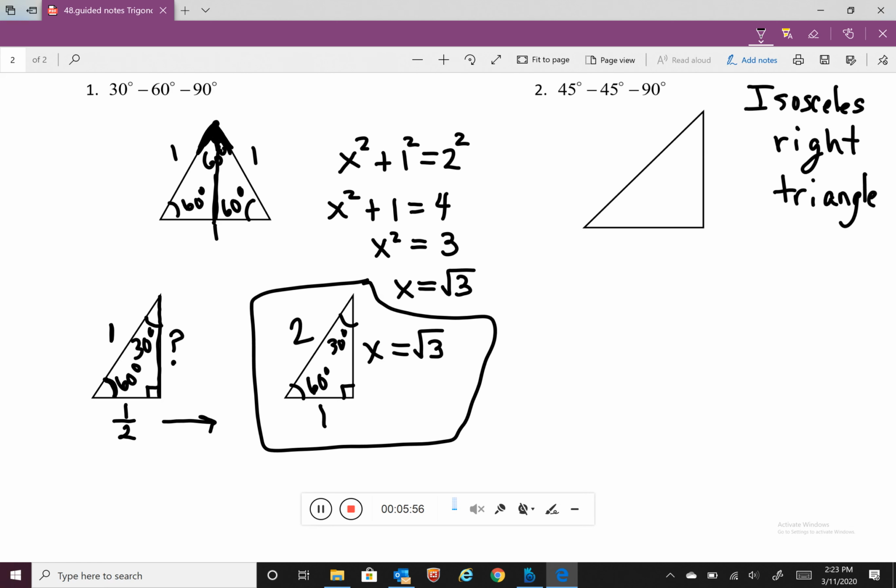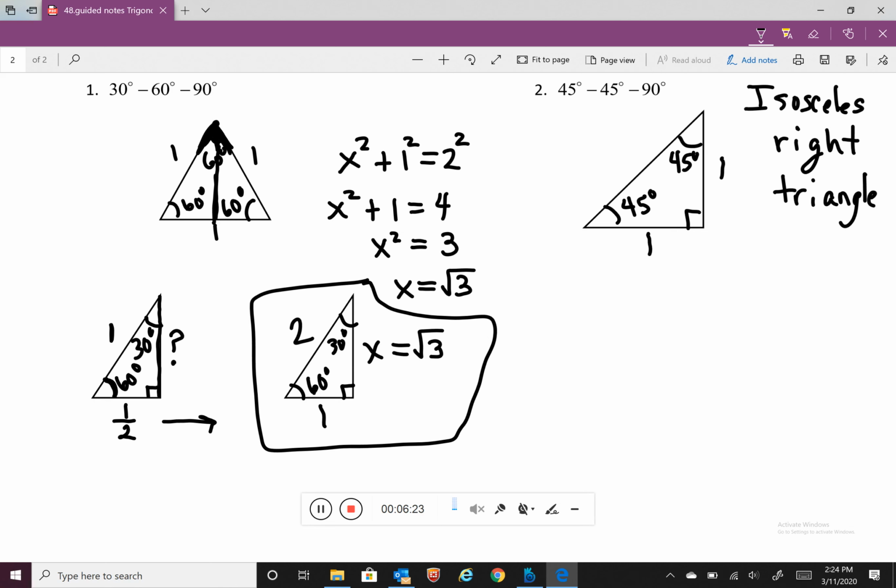Right, because one of the angles is 90 degrees. So one angle is 90 degrees. The other two angles are 45 degrees. And if two angles are the same, that means two sides are the same. And so 45 degrees is across from one leg, and 45 degrees is across from the other leg.